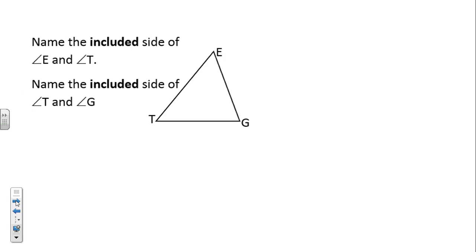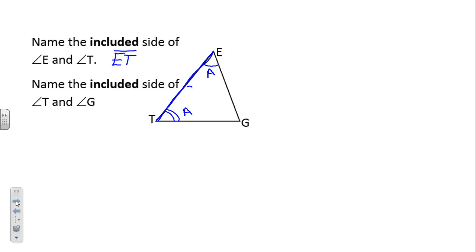So our next one says, find this piece in your notes. Which is the included side of angle E and angle T? If I had these two angles marked, which side would I have to have in order to call it angle side angle? ET, which makes sense, right? These two, angle E and angle T, have to be connected by segment ET.